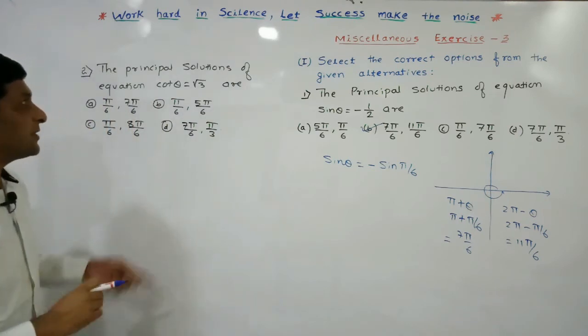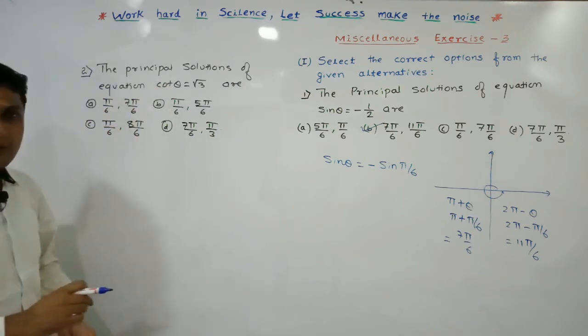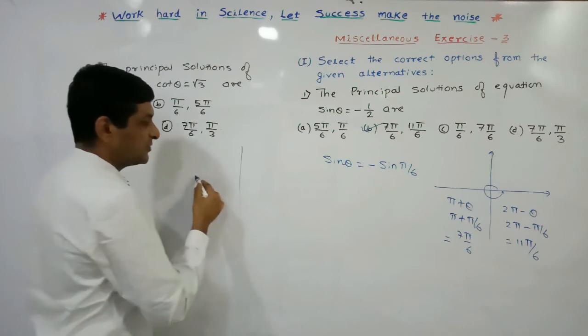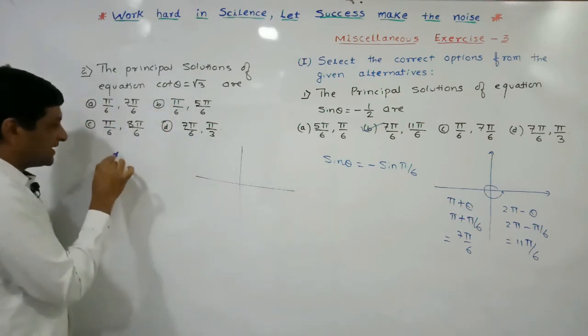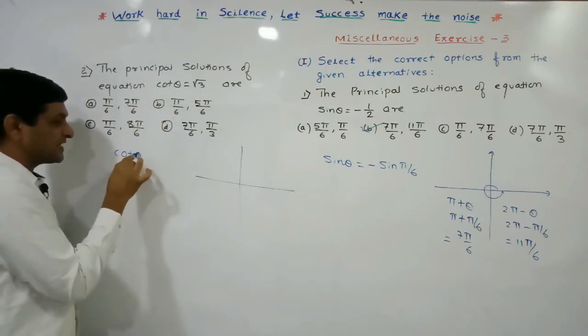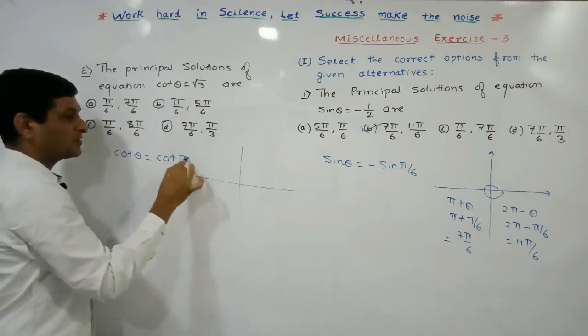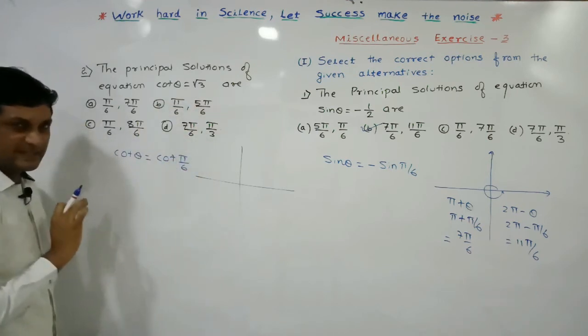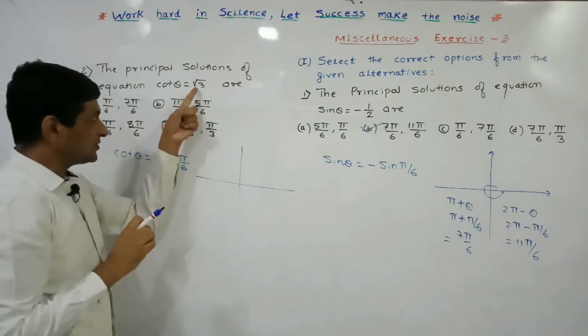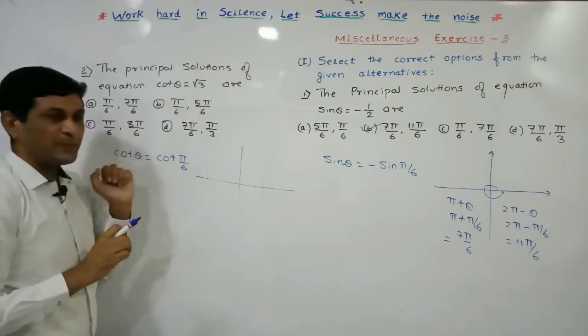In the next example also we are finding the principal solution of this equation. Here also we are using the same method. Now keep the left hand side as it is. What is the left hand side? Cot theta. Root 3 is nothing but the value of cot 30, means cot pi by 6, isn't it? So now root 3 can be replaced by cot pi by 6.